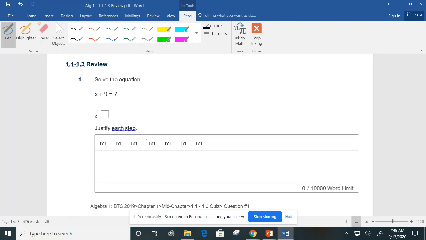So first question, pretty straightforward, pretty simple equation. We're solving for x, so we're going to start by subtracting 9 on both sides. When we do that, 7 minus 9, just make sure you're not missing that basic arithmetic. You can even use your calculator. You're going to get x equal to negative 2. So our answer to number 1, x equals negative 2.